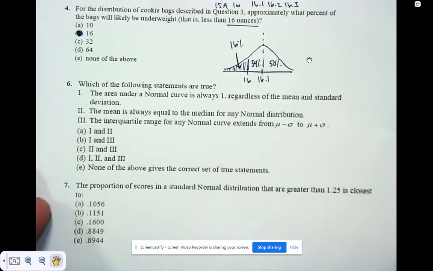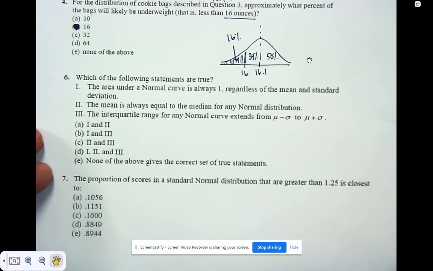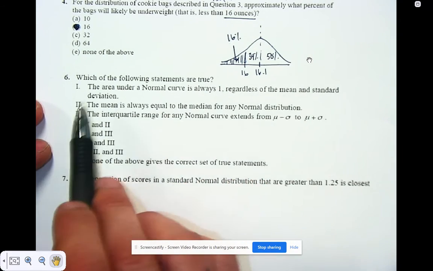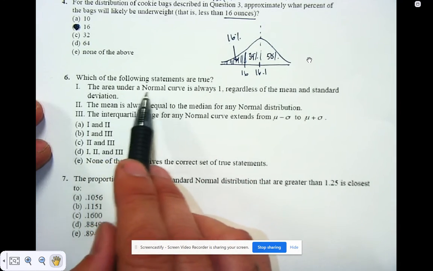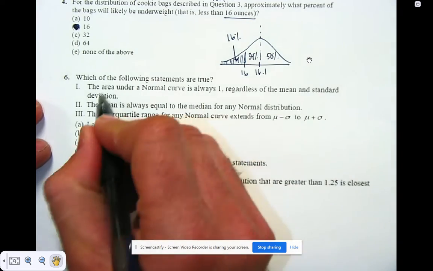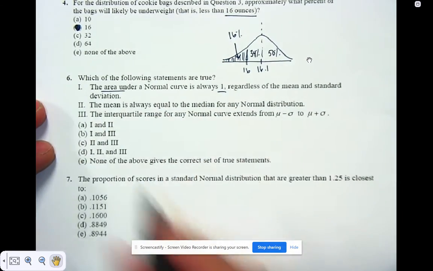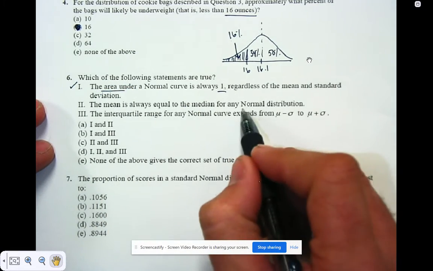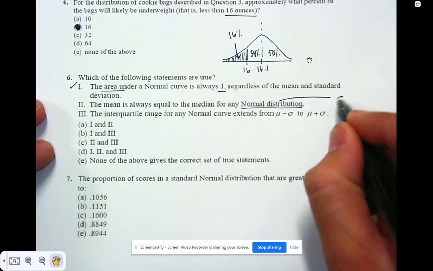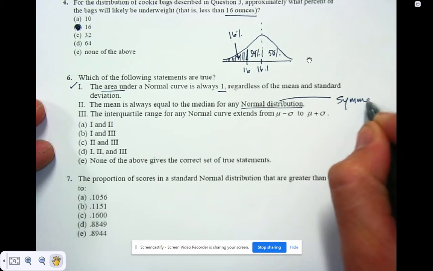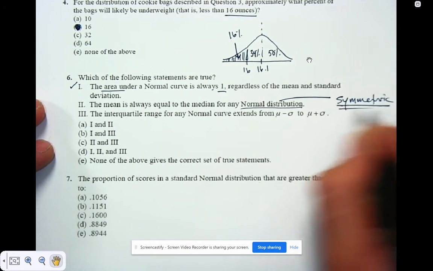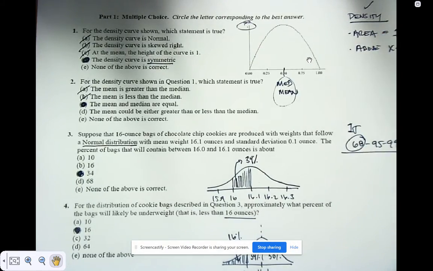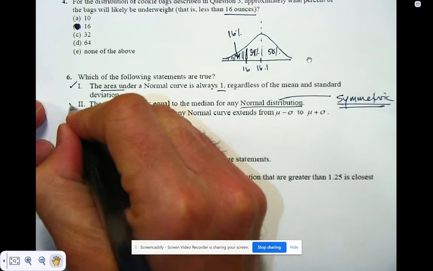All right, so then some statements here. Which of the following are true? The area under a normal curve is always 1, regardless of the mean and standard deviation. Yeah, if you have any density curve, the area is always 1. That's from above, so that is definitely true. The mean is always equal to the median for any normal distribution. By definition, normal distributions are symmetric. There's other things, but it's definitely symmetric, which again tells us you have mean and median that are the same, and so this would also be true.